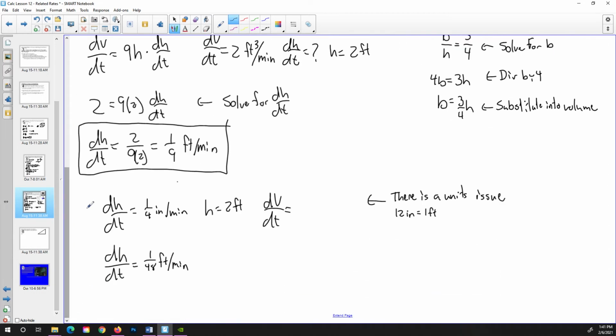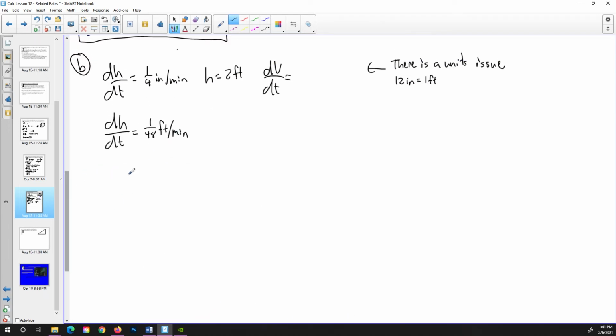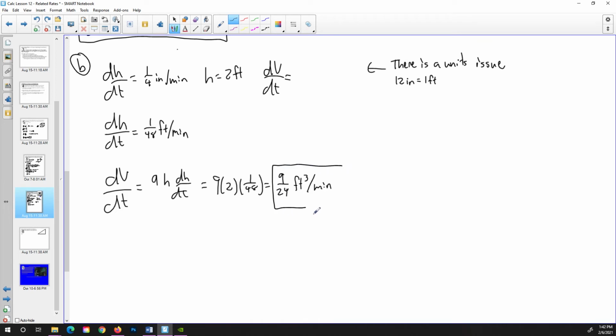And now I can use that same equation that I got right here. I can still use it, and we should put B here to denote that we have a second one. But I can use that same equation that we had, dV over dt equals 9h dh over dt. And now it's just a plug and chug. 9 times 2 times 1/48. When that reduces, we will get 9/24 feet cubed per minute. All right, there's our part B.